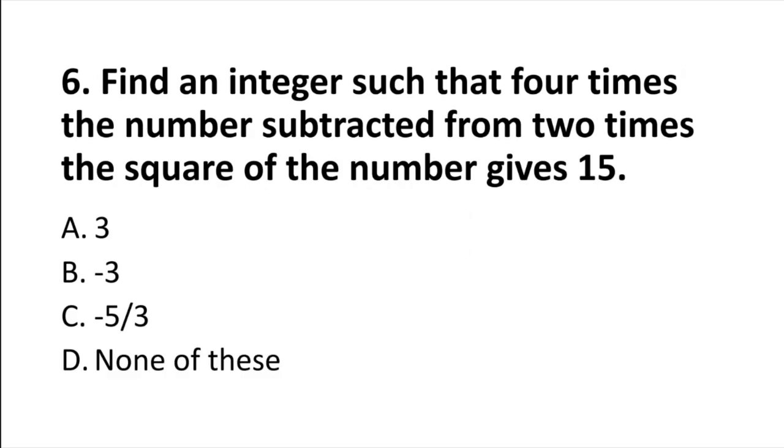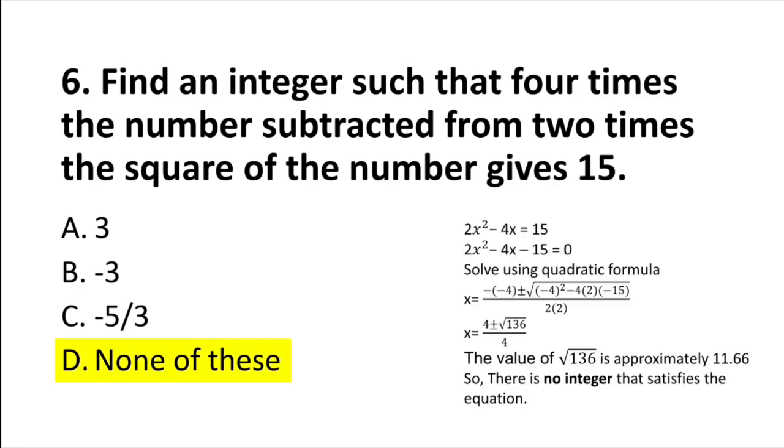MCQ number 6. Find an integer such that 4 times the number subtracted from 2 times the square of the number gives 15. Options are 3, -3, -5/3, and none of these. See the solution. We have the square of a number, and 4 times the number. 4 times the number subtracted from 2 times the square of the number means 2x square minus 4x, and the number gives 15, so equal to 15.